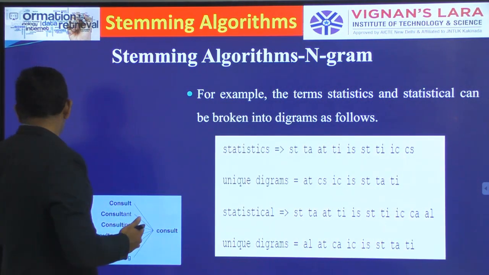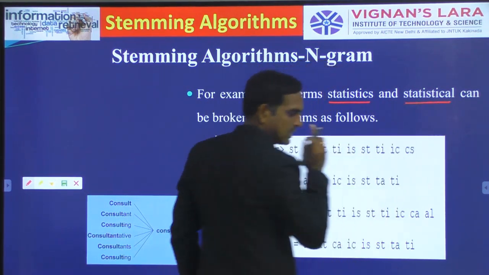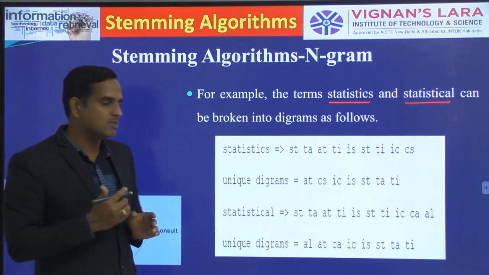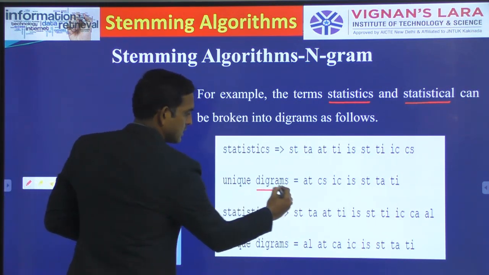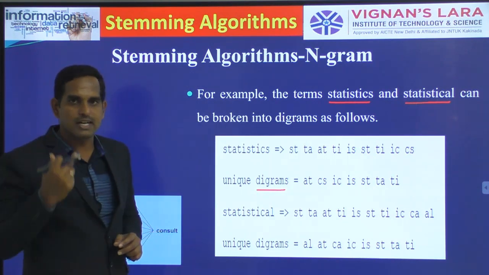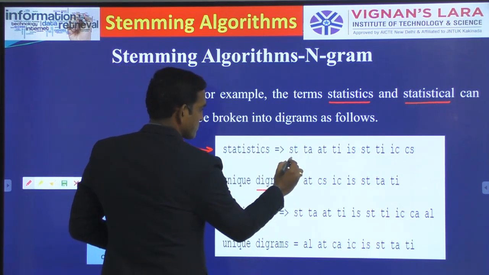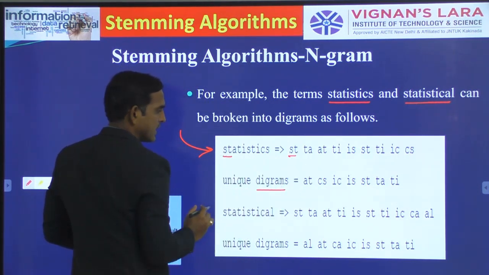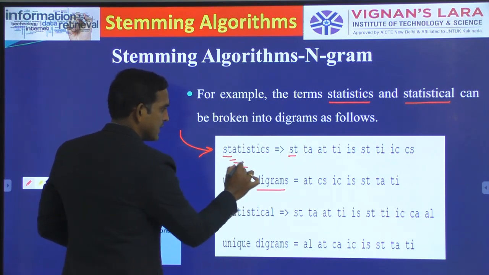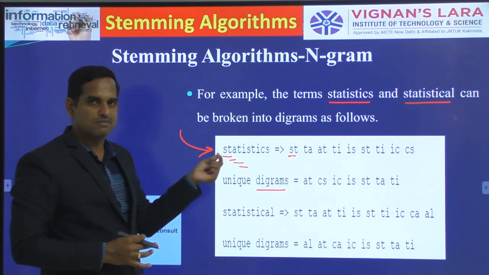Okay, for example, you have two words, one is statistics, another one is statistical. For statistics and statistical, we try to create the diagrams. Diagrams means we'll be considering two consecutive letters present in your particular complete text. That is, for statistics, we'll have ST, that is the first diagram, next is TA, next is AT, TI. Like this, we will have these diagrams listed for each and every part of the text.